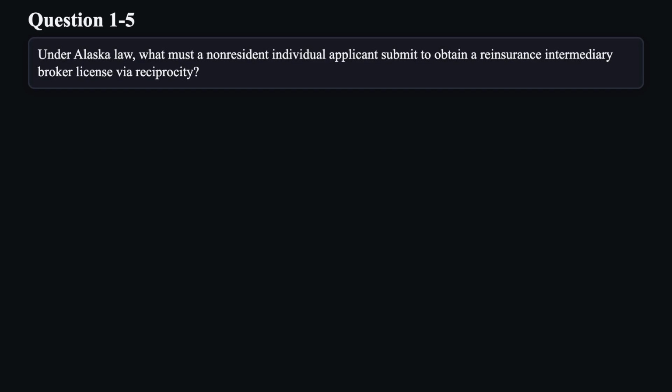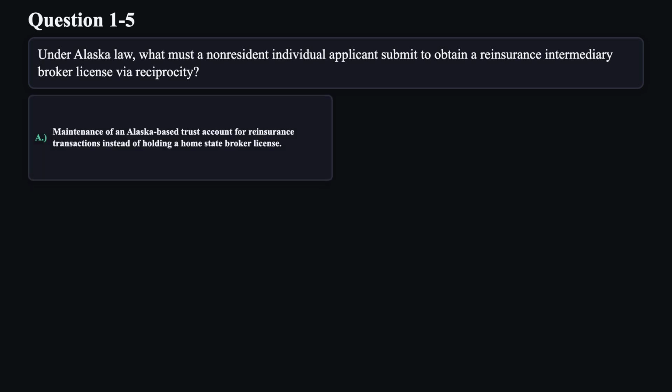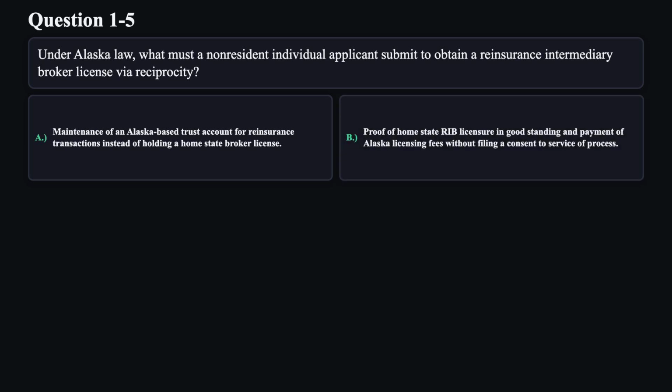Question 5. Under Alaska law, what must a non-resident individual applicant submit to obtain a reinsurance intermediary broker license via reciprocity? A. Maintenance of an Alaska-based trust account for reinsurance transactions instead of holding a home state broker license. B. Proof of home state licensure in good standing.